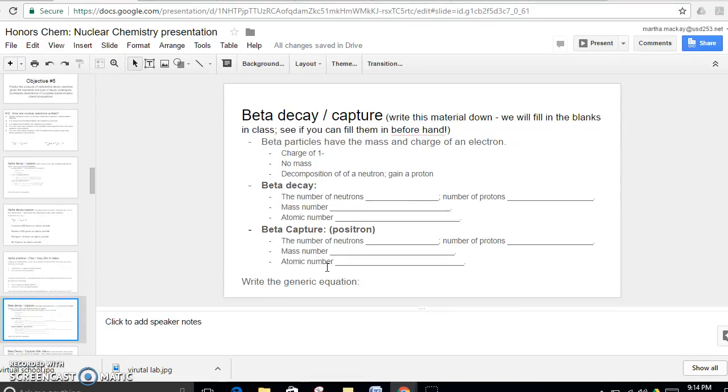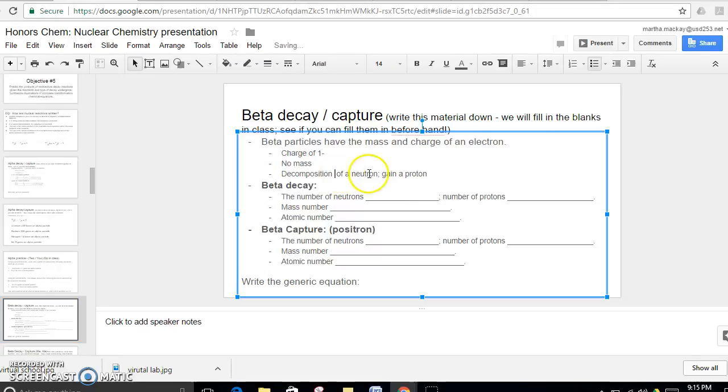Now just a little bit about beta decay and beta capture. A beta particle is different in the sense that it is not going to be a mass of 4 and a charge of 2. It has a charge of 1 minus. There is no mass associated with it because it's essentially an electron. It is formed from the decomposition of a neutron. And when you decompose a neutron, you actually end up gaining a proton.